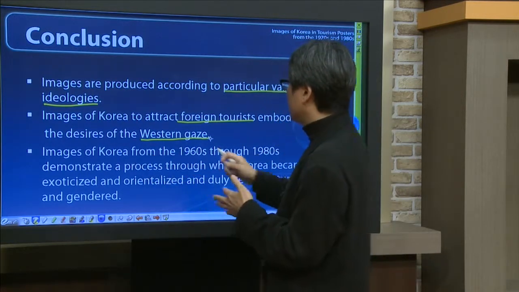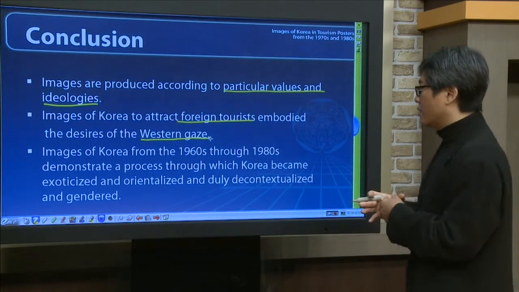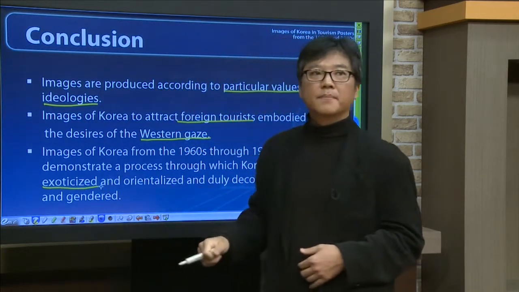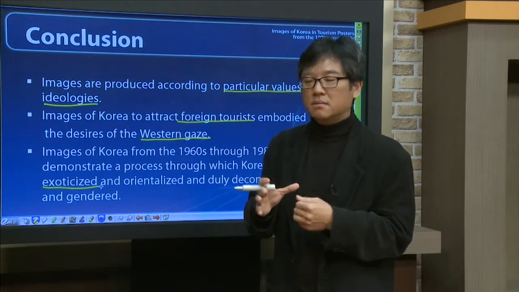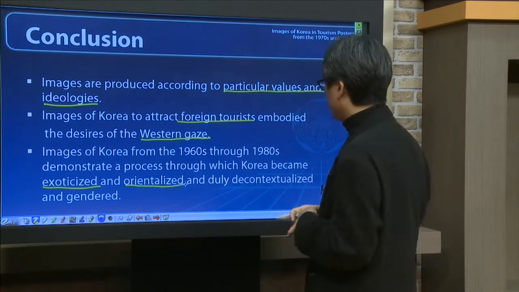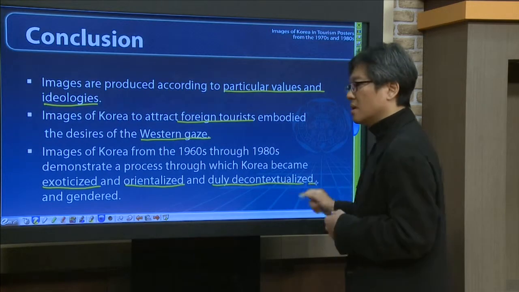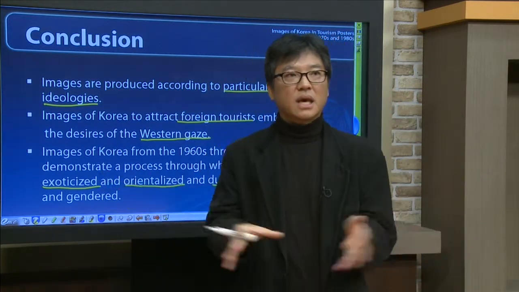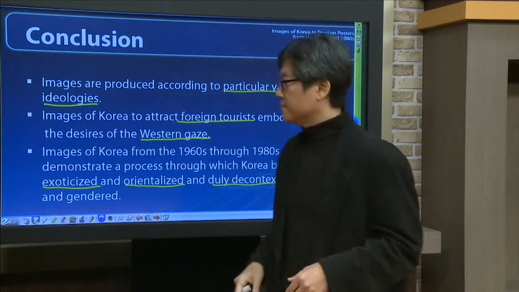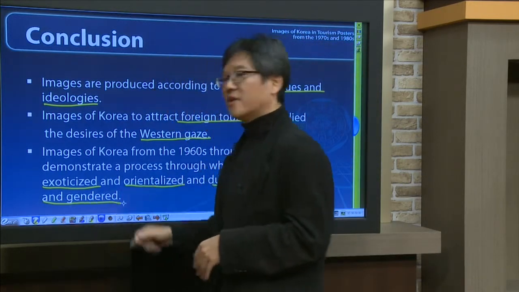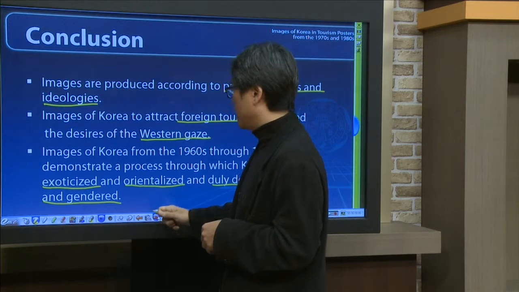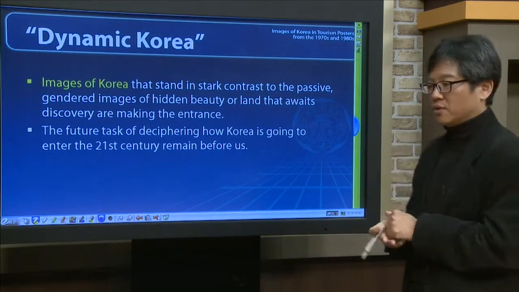The image of Korea from the 60s through the 1980s demonstrates a process through which Korea became exoticized. Something exotic, mysterious, hidden, and orientalized. I talked about the traditionalism and also the decontextualization: different images put together that have no connection among themselves. And it is gendered. Very feminized expression can be found. So these are basically what I found in the posters during that time.